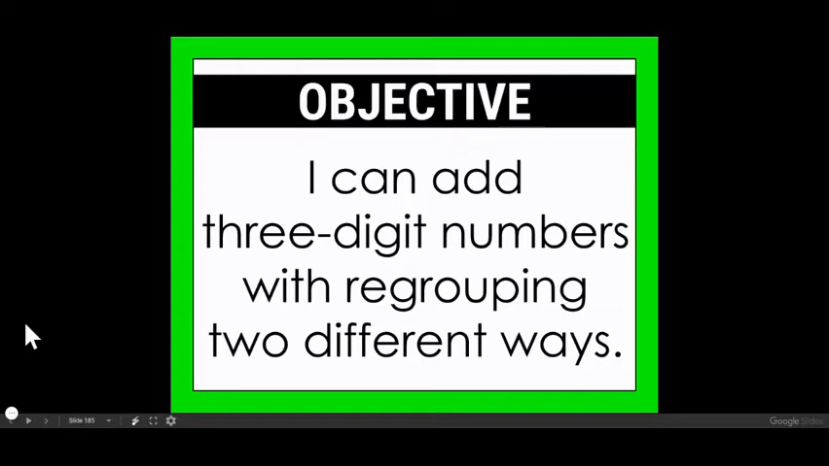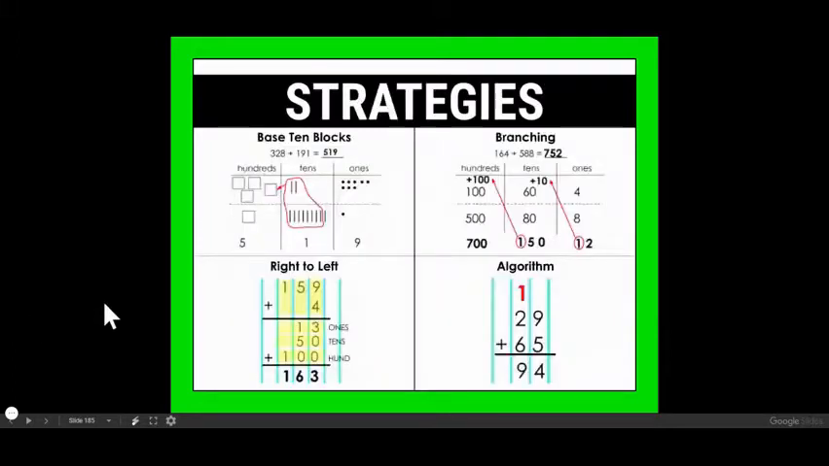The objective for today is I can add 3-digit numbers with regrouping 2 different ways. So just to review, we have 4 different strategies for how we can solve these addition problems. The first one was drawing out our base 10 blocks.